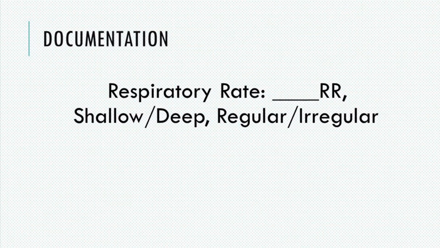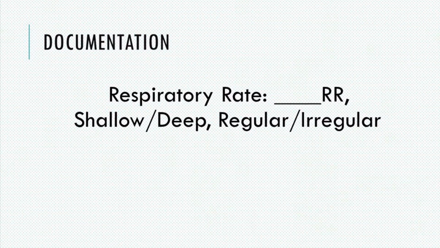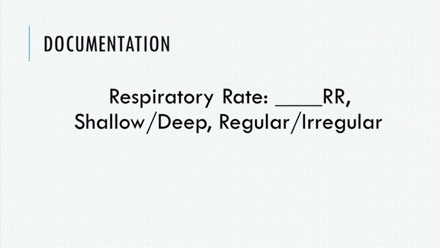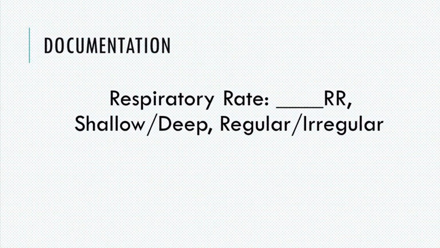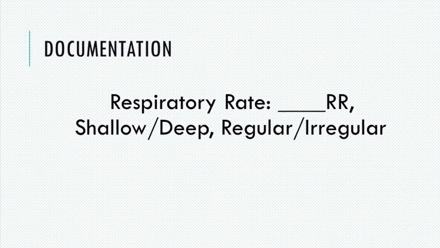To document respiration rate, write the number of breaths taken in 30 seconds and times it by 2 in order to get the number of respirations per minute, written as RR. You will then document whether breathing was shallow or deep, and if the breathing pattern was regular or irregular.